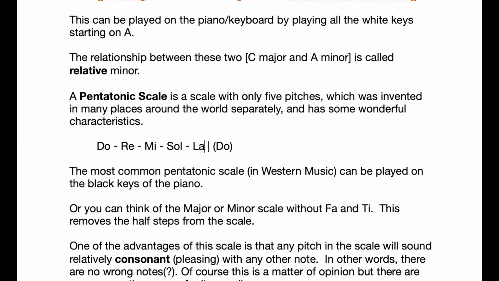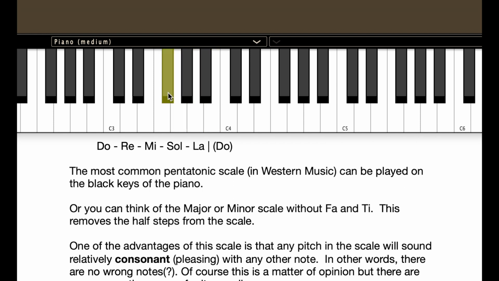The pentatonic scale can be either major or minor, depending on where you start. It's actually the same relationship of relative major and minor that we saw with the 7-note scale. But in this case, if you play on the black keys, you would start here for the major version. Do, re, mi, sol, la, do. Or you would start here for the minor version. La, do, re, mi, sol, la.